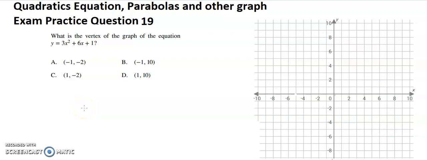Quadratic equation, parabolas and other graphs, exam practice question 19. What is the vertex of the graph of the equation 3x squared plus 6x plus 1?